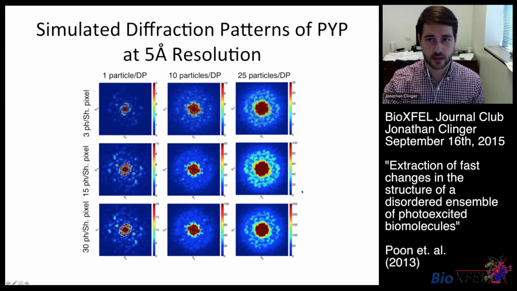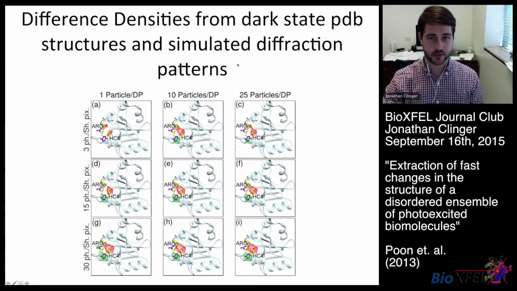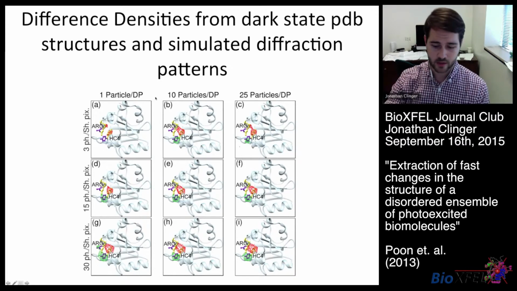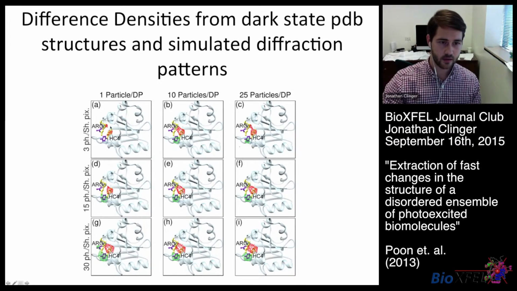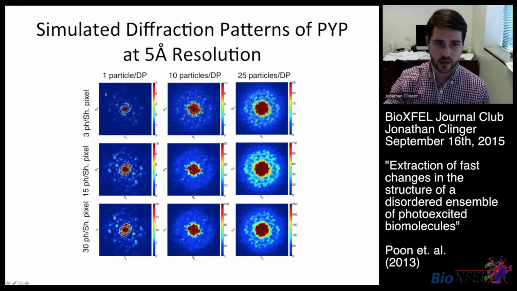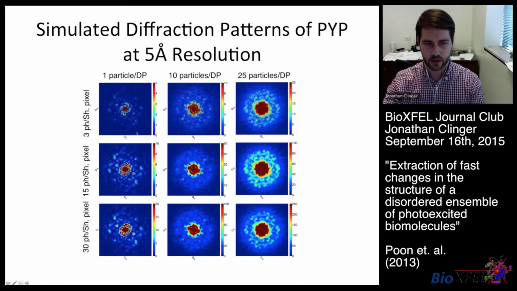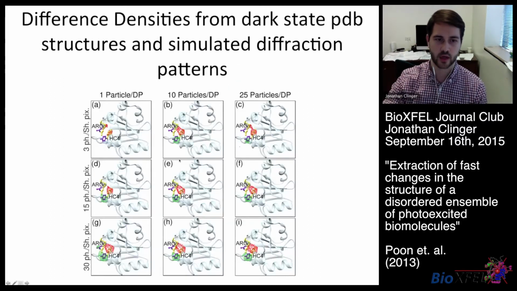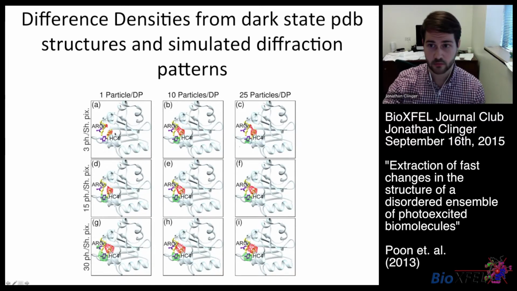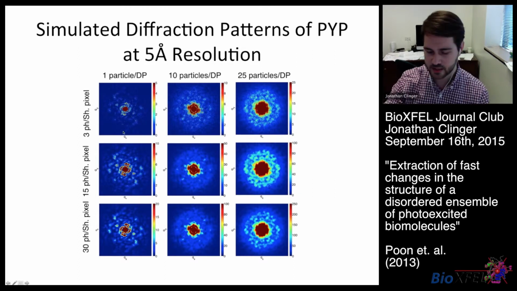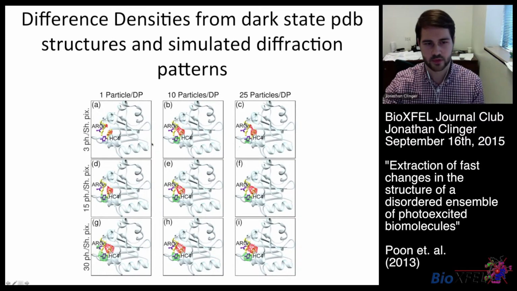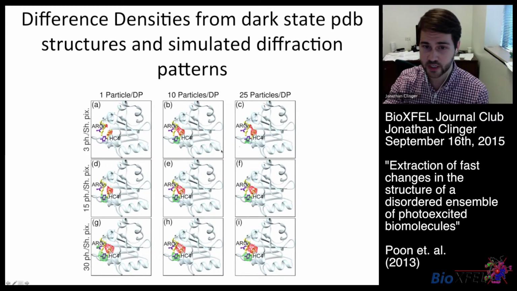And so these are the difference densities from the dark state PDB structures and simulated diffraction patterns. So these red and green difference density blobs here correspond to these that they took and made these out of, and sort of worked back to the light absorbed, the dark structure. So these are the dark state PDB versus these that are simulated light diffraction patterns. And these are the maximum correlation coefficient for each one.